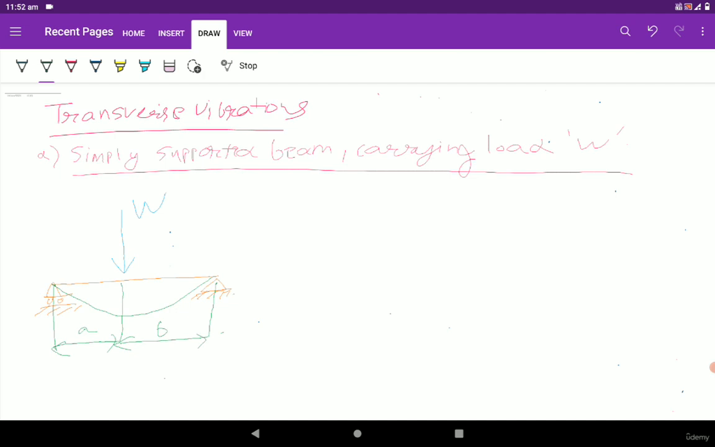So if you have studied the strength of materials, you should know what is the formula for this case for calculating the deflection. So the deflection is equal to W A square B square divided by 3 E I L, which is equal to W by lambda, which is the K equivalent.